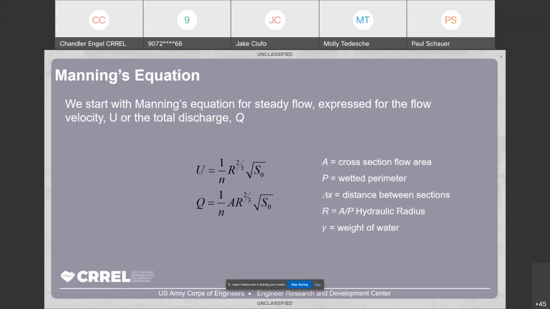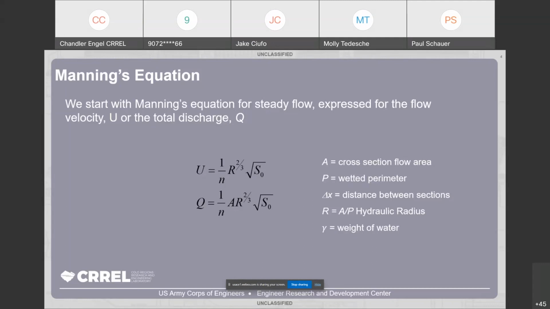The first equation, we can restate in terms of flow or discharge. That's what a lot of us communicate in, so cubic feet per second, cubic meters per second, those sorts of units. We do that simply by multiplying the velocity by the cross-sectional area of the channel. So that's where the A term comes in. That's the major difference there.